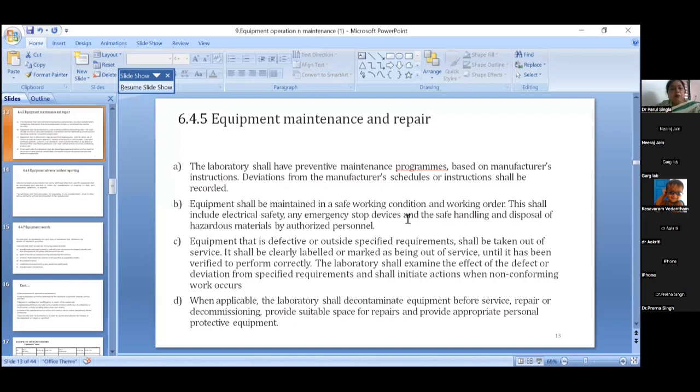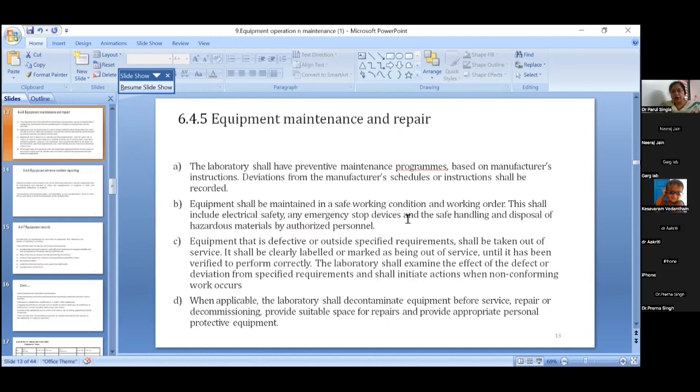In case you feel that some part of the equipment is defective and it is not functioning currently, please label it that it is currently out of order, defective, or outside the specified requirement, and it shall be taken out for service. It shall be clearly labeled until it has been verified to perform correctly. Laboratory shall examine the effects of defect or deviation from specified requirement and initiate actions when non-conforming work occurs. If someone doesn't know this instrument is not working precisely, it can lead to non-good work.